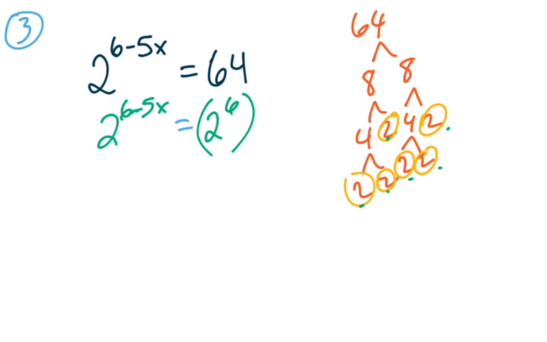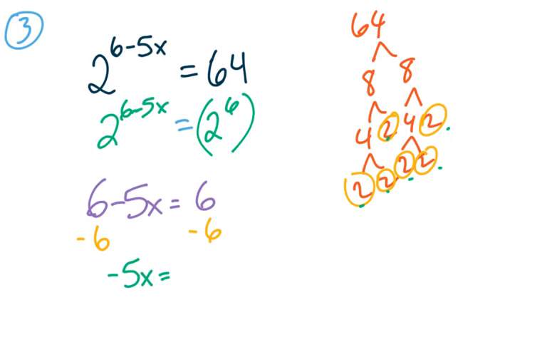Next, what I want to do is notice that I have the same base. So I have 2 to something equals 2 to something, which means that I can get rid of the 2's. I can just set the exponents equal to each other. So I took 6 minus 5x, and I took the 6, set them equal, and now I want to solve this. So I'm going to try to keep all the variables on one side.